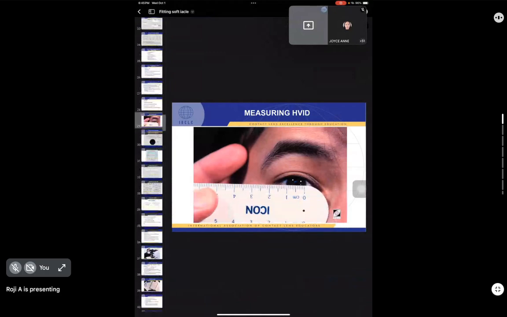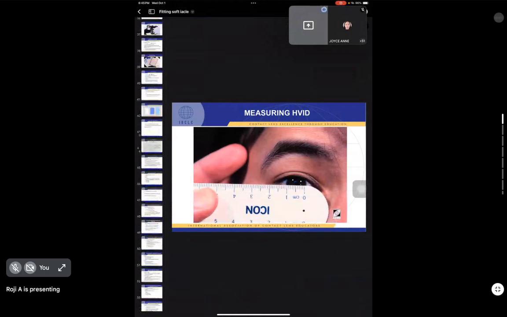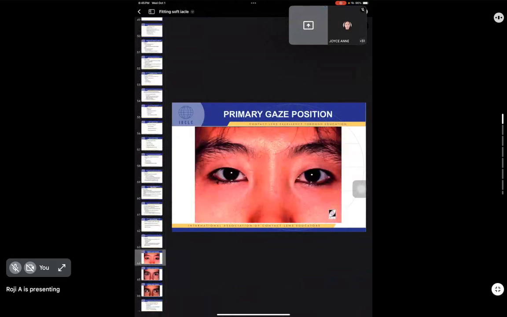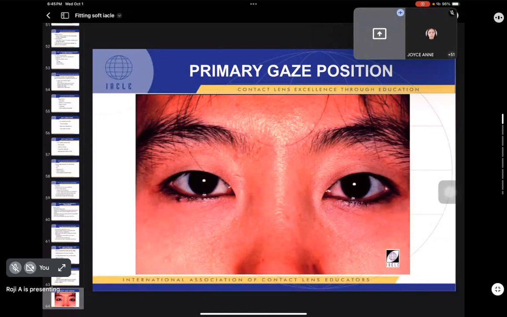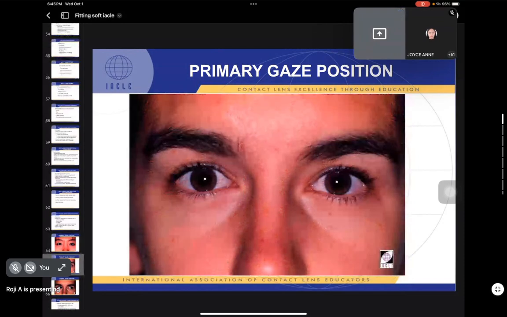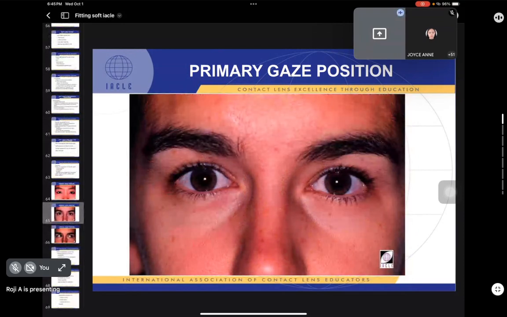We finished with fitting guide. This one, correct? Can you see it? Yes po, Doc. Is this correct? Okay. All right. So this is the primary gaze. So when you check your patient, just always remember there's the primary gaze, meaning to say that's by looking straight. Okay, that's your primary gaze.